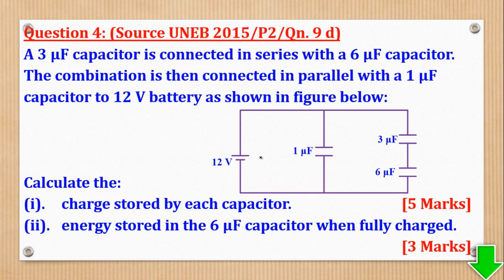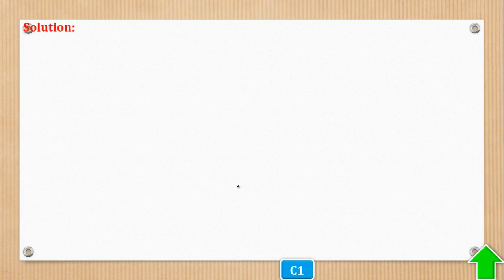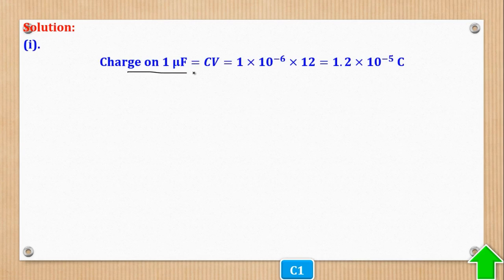So parallel, what does it mean? It means that the PD is the same. So the PD across this is 12 volt, and the PD across this combination is also 12 volt. So for this 1 microfarad, we have the capacitance and the PD, meaning you can get the charge straight away. So let's first do that. The charge on the 1 microfarad is equal to the capacitance, which is 1 microfarad, times the PD across it, which is 12, to give you this as the charge.